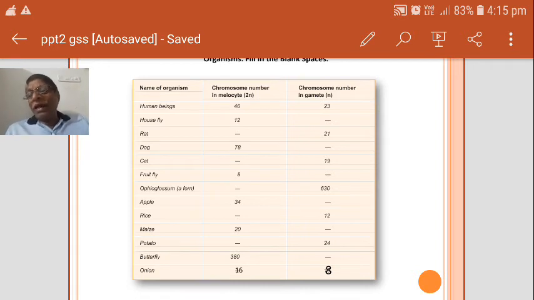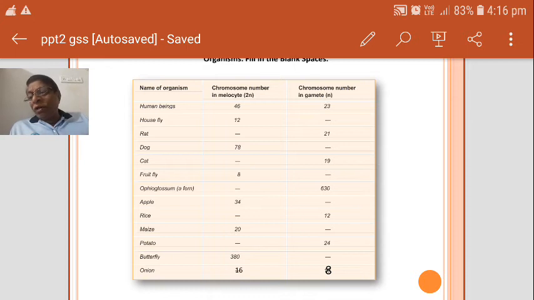Okay. Then, see the rat. The rat contains how many chromosomes? Its chromosome number in gamete is 21. Gametic number is 21. Then the diploid number is 42. 2n equals 42. Okay. Then you see the dog.